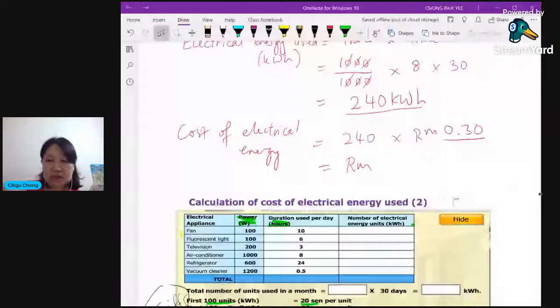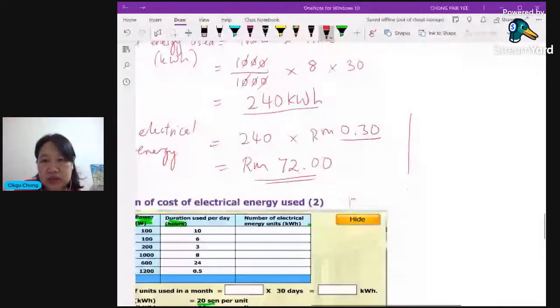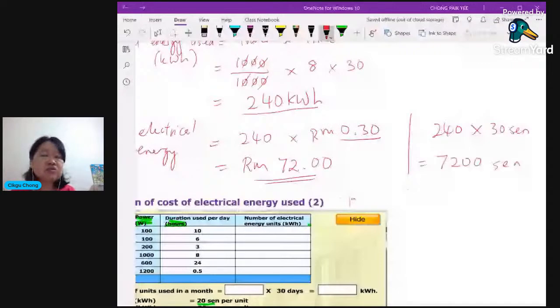But if I do it in cent, let's say I want to see the difference here, 30 cent. Make sure you put sen, S-E-N. So for here, I punch in 240 times 30. I will get 7,200. This is cent. 7,200 cent, you got to divide by 100 because 100 cent is 1 ringgit. Divide by 100. So actually, you also get RM 72.